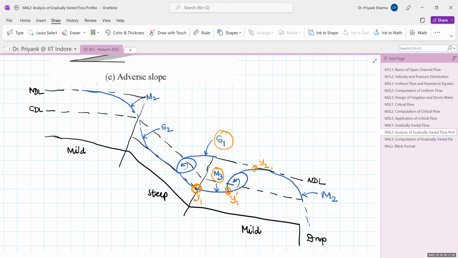So like this we have synthesized all the GVF concepts and we can plot the composite flow profiles in this particular case. So you can solve more problems and gain more insights on that. So with this we end our today's lecture. In the next lecture we'll discuss how to compute the length of this profile, and that we will see in the next lecture.